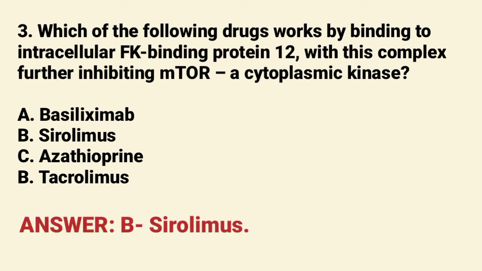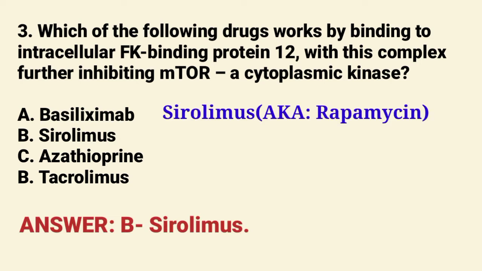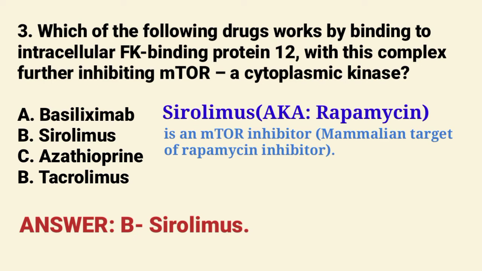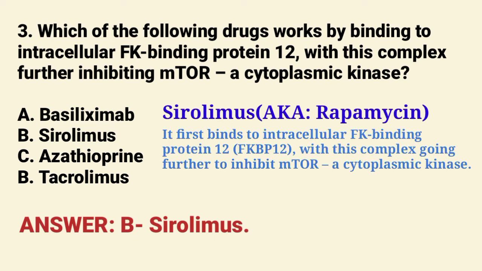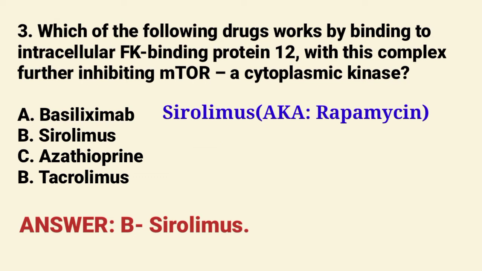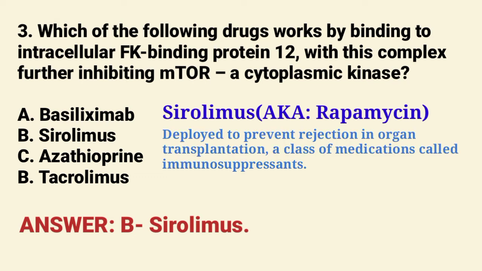Answer B. Sirolimus. Sirolimus, also known as rapamycin, is an mTOR inhibitor, or mammalian target of rapamycin inhibitor. It first binds to intracellular FK binding protein 12, or FKBP12, with this complex going further to inhibit mTOR, a cytoplasmic kinase. Sirolimus is therefore deployed to prevent rejection in organ transplantation, a class of medications called immunosuppressants.